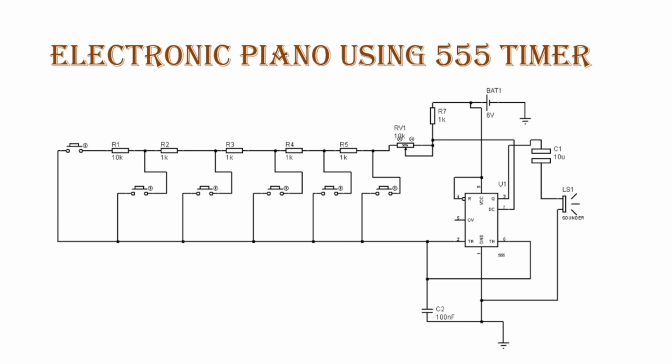In this project the 555 timer IC will be working as an astable multivibrator which produces a square wave of different frequencies, and according to the frequency the speaker produces different tones. Now let us look at the components required for it.